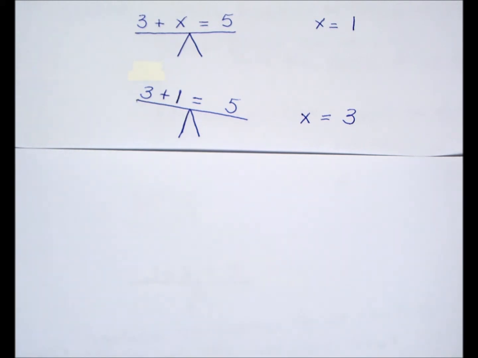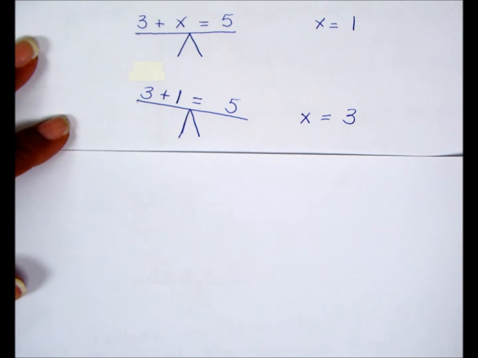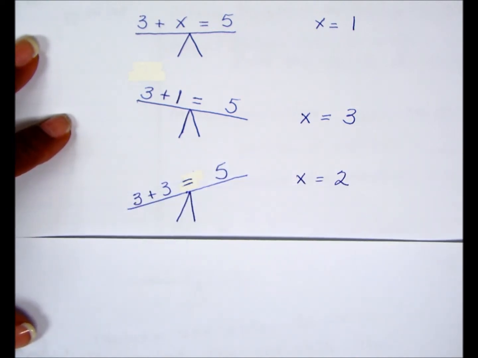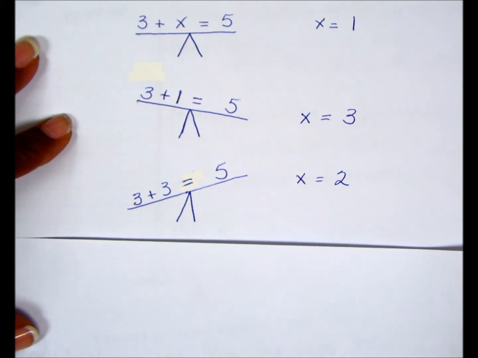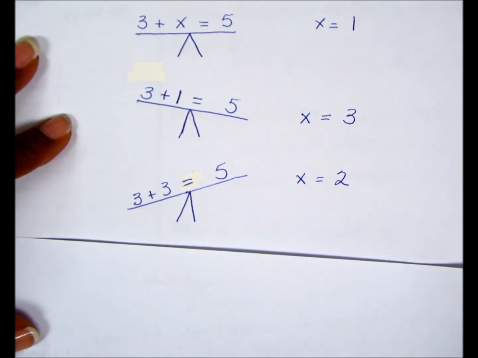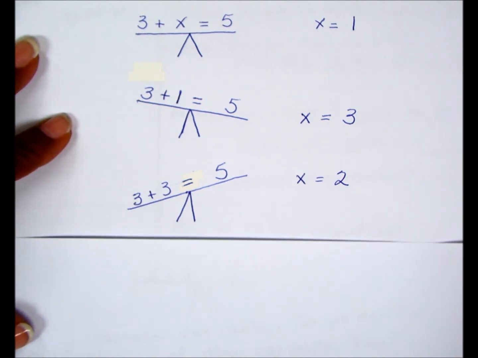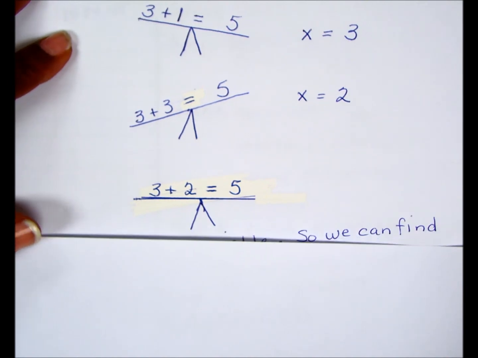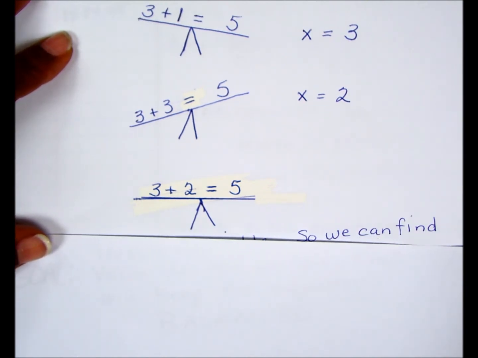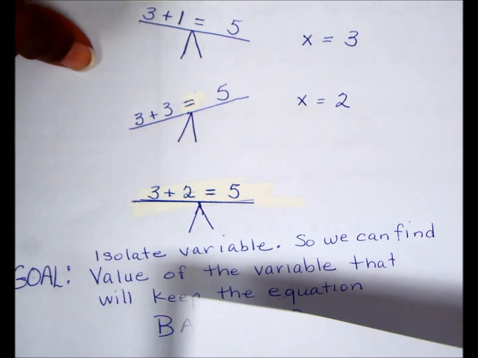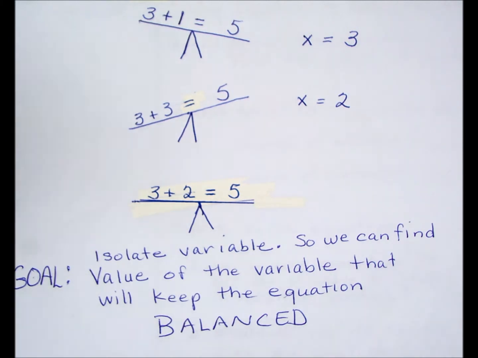Well, what if I decide that x equals 3? Well, now it's unbalanced in the other direction because 3 plus 3 is 6, which is heavier than 5, so it's still unbalanced. But if I decide that x equals 2, then 3 plus 2 does equal 5, and therefore our scale stays balanced and our equation stays balanced. When we're doing equations, our goal is to isolate the variable so we can find the value of the variable that will keep the equation balanced.